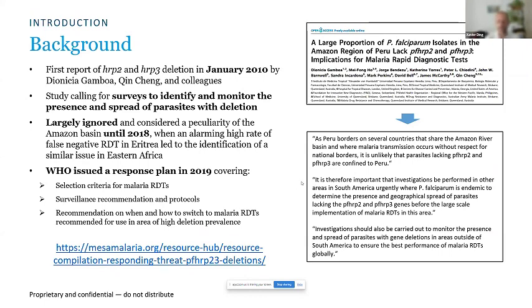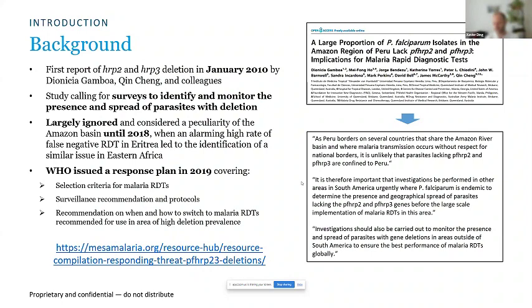So they highlight the need for understanding the magnitude of the issue, and understanding where parasites lacking HRP2 and 3 would be. 2010 was the time when RDTs were being implemented. So before RDTs were implemented at a large scale, it would be wise to understand if a similar issue would occur elsewhere, calling for investigation to monitor the presence and spread of those parasites.